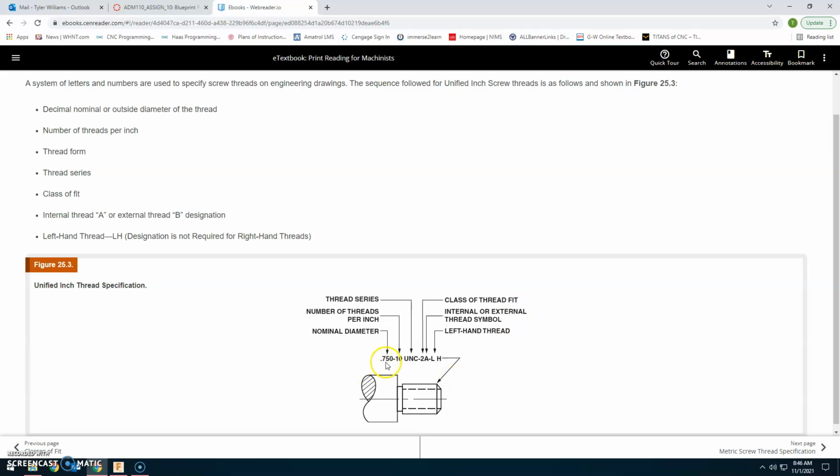So 0.75 is your nominal diameter, 10 is your number of threads per inch, UNC is the thread series, 2 is the class of fit, A is the internal or external thread symbol, and then if it's left-handed, it'll have an LH at the end.